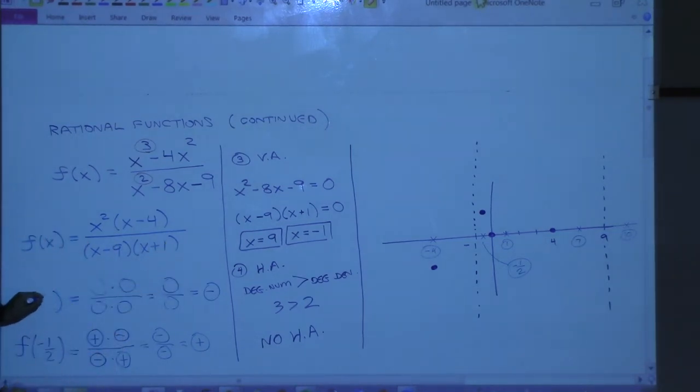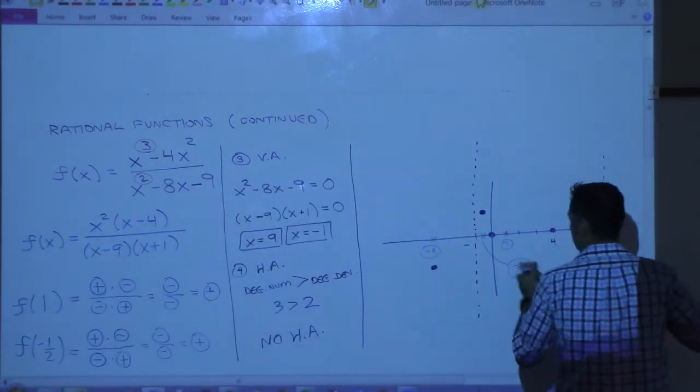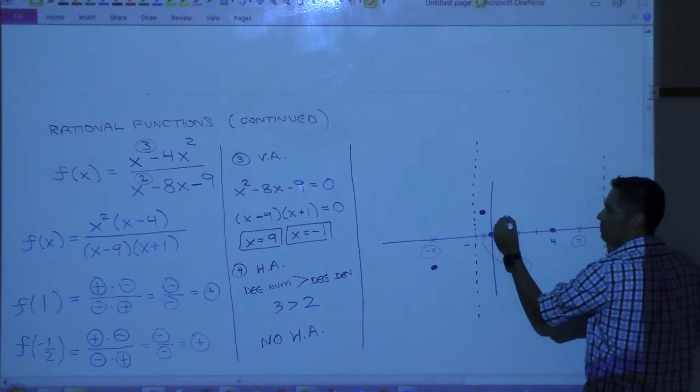Okay, so if I test 1, well, 1 squared is positive, right? What's 1 take away 4? Negative. What's 1 take away 9? Negative. What's 1 add 1? Positive, right? So the top becomes negative, the bottom is negative, and that together gives me a positive. And so you thought they were going to switch, but they didn't. This one stayed positive again.